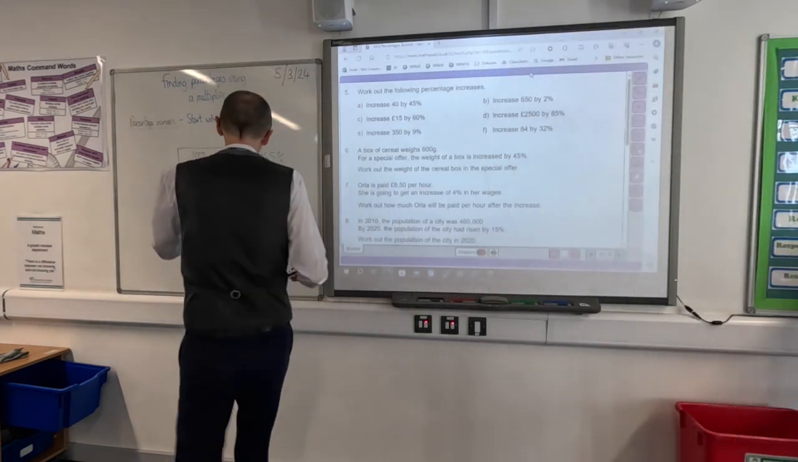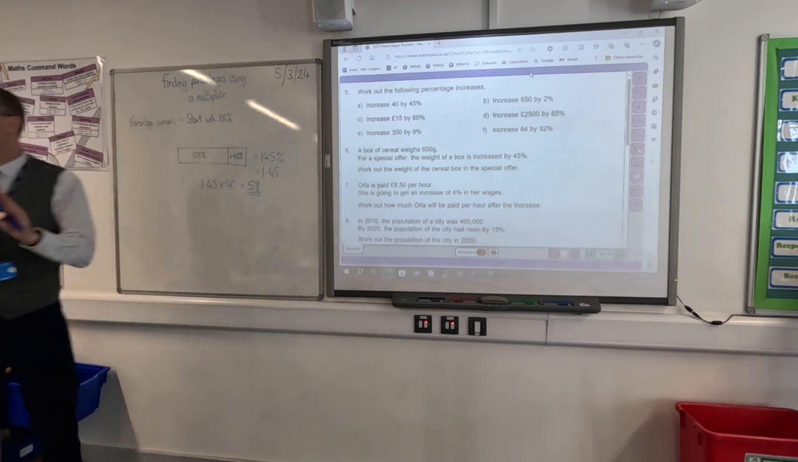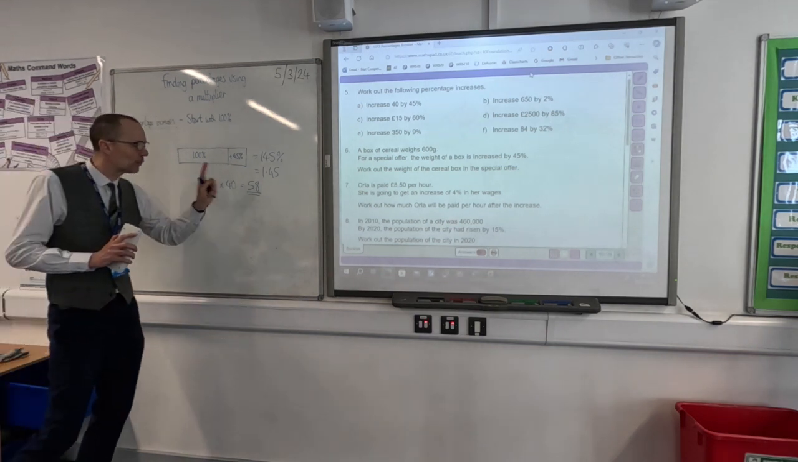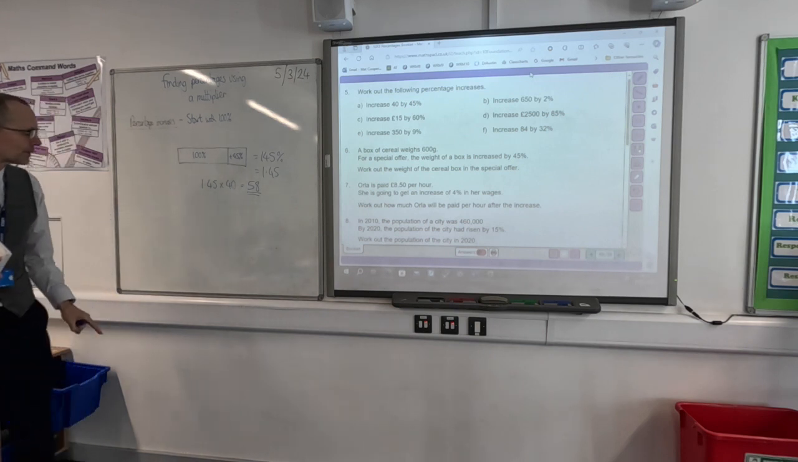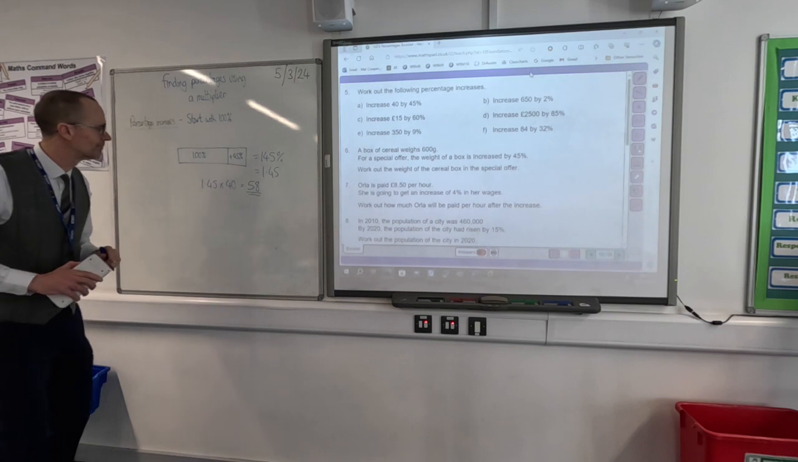And the answer is 58. So I haven't got to then add that on or anything. That's my final answer. It's my final answer because I've done it all in one go. I haven't worked out 45% separately and added it on. I've just said, right, if I start with 100%, I add on 45%, I've got 145%. So I just need to work out 145% of 40, and that's how I do it.